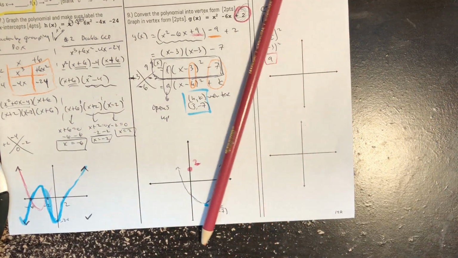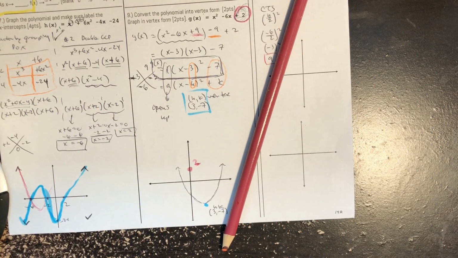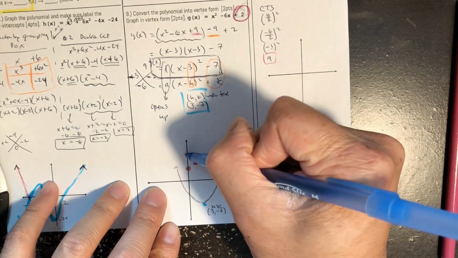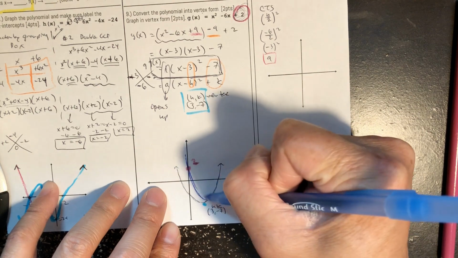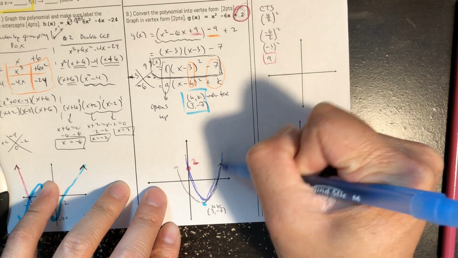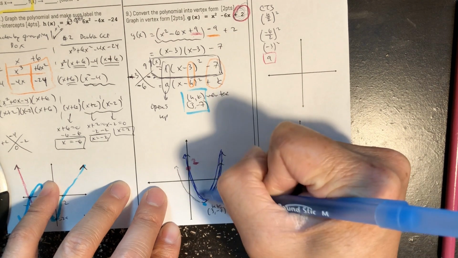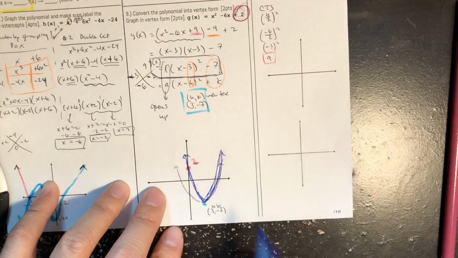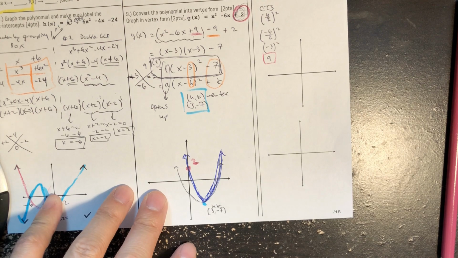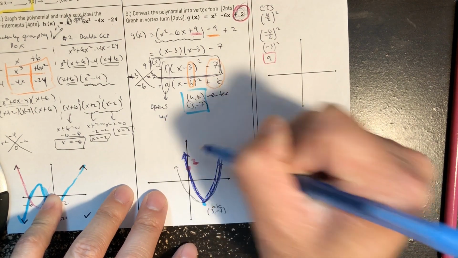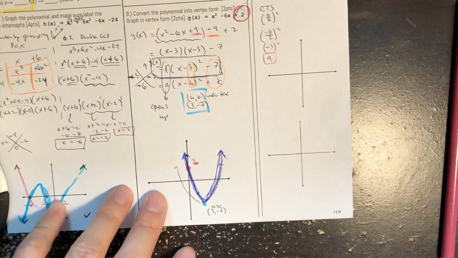What does that mean for my graph? We kind of missed it, but the graph should probably look something like this. Maybe a little bit skinnier. And it should go through this point, 2 on the y-axis. But there's your graph.